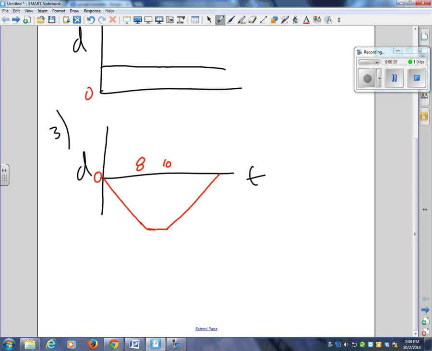Now, how many people said that the bank was the origin? One person, I guess. Okay, well then, as a group, if the bank was 0, what would the graph look like? It would be reflecting. Flat for 2 minutes.